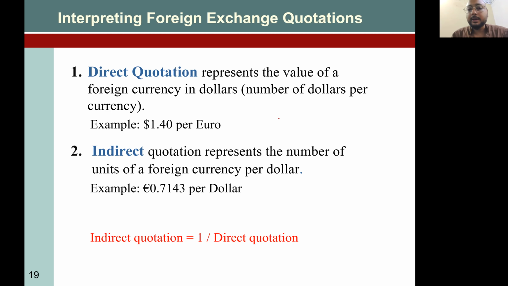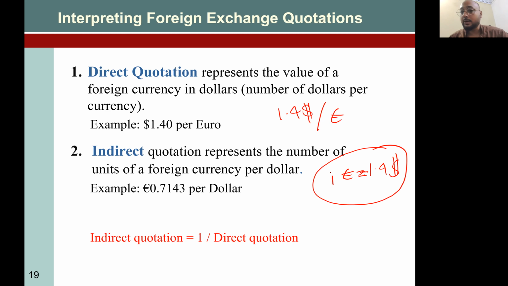So if I write it down, okay, 1.4 dollar per euro, right? Or 1 euro is equal to 1.4 dollar. It's one and the same thing. If you write it down as an equation, it must be written as 1 euro is equal to 1.4 dollar. If you write it as a ratio, it would be written as 1.4 dollar divided by a euro, per 1 euro, right? Normally we don't write 1, but you automatically assume that there is a 1 here.